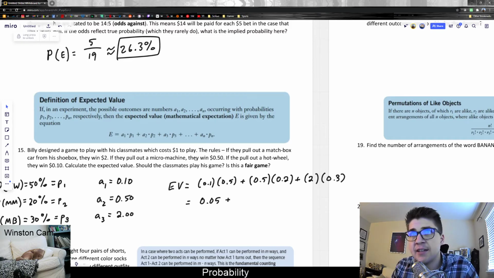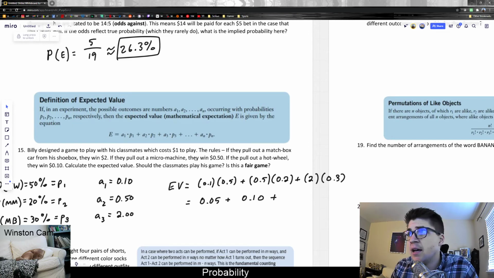Then for the event of pulling out a Micro Machine, you get 50 cents, and that was only 20% of the time. So 5 times 2 is 10, so that would give us 0.1. Our expected value for that particular part is only 10 cents, because we're only going to be getting those 2 quarters 1/5 of the time.